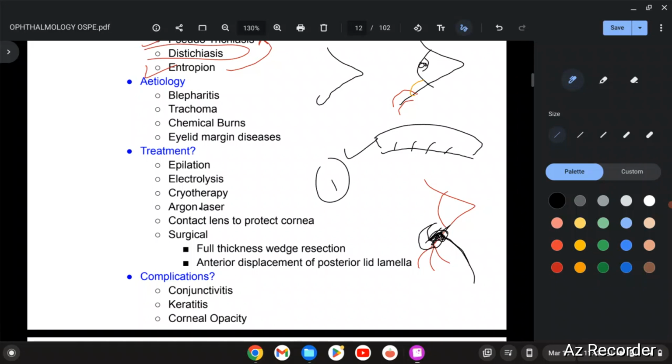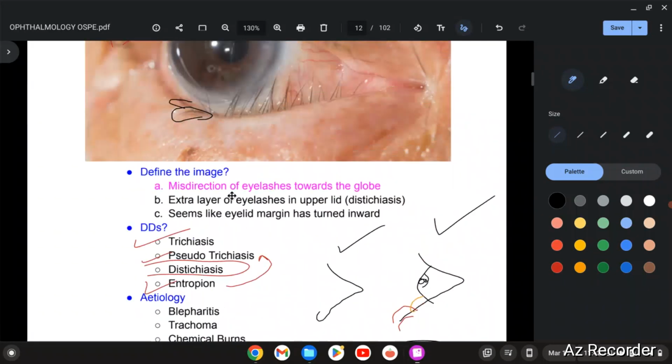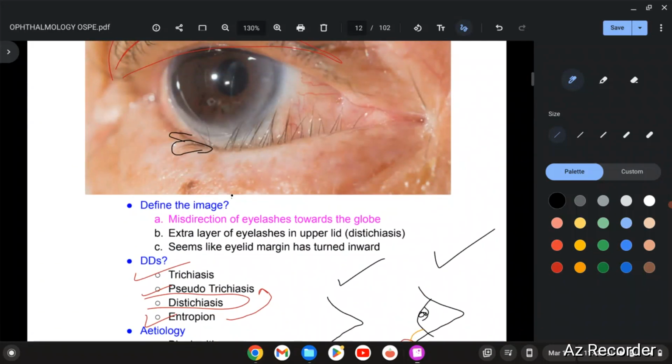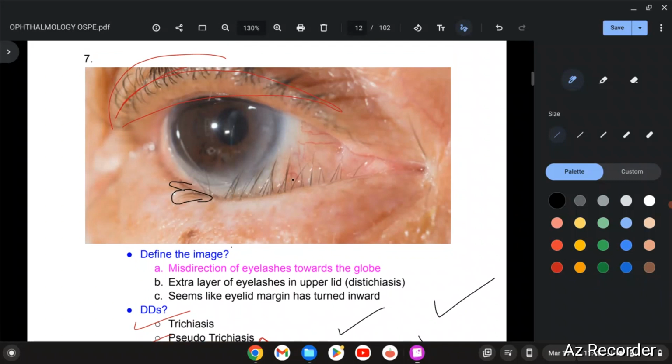Okay, so what is the treatment of such a condition, whether entropion or trichiasis? Because in both of the scenarios, these eyelashes are problematic for us, right? We don't want these eyelashes to rub on our globe because they are going to cause irritation, they are going to cause injury actually, they're going to harm our cornea, and they're going to actually disturb our tear film. So we don't want this.